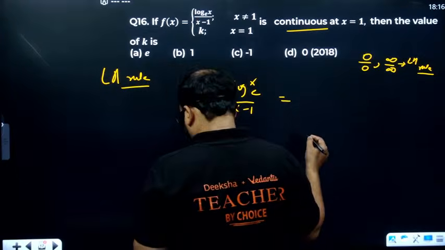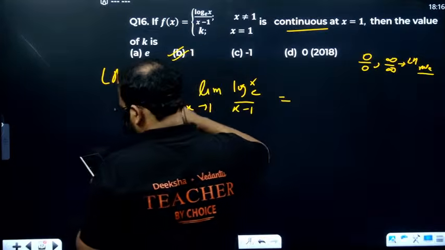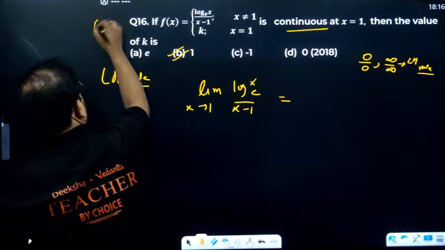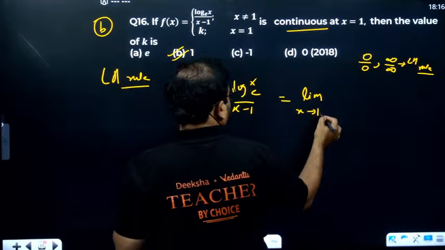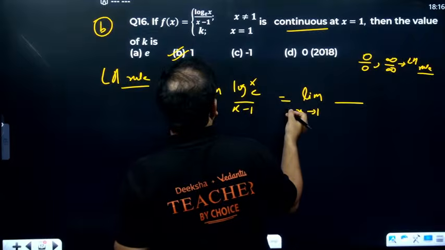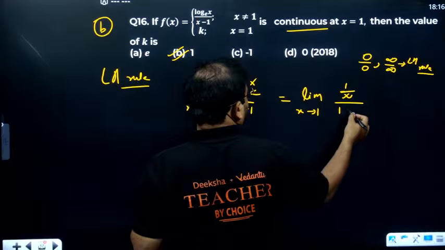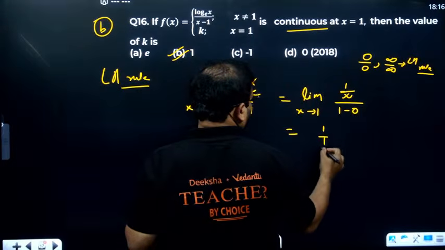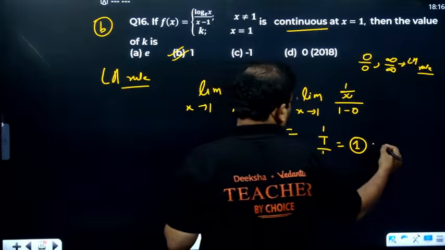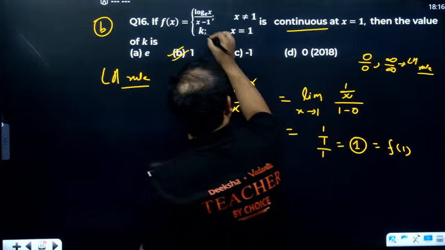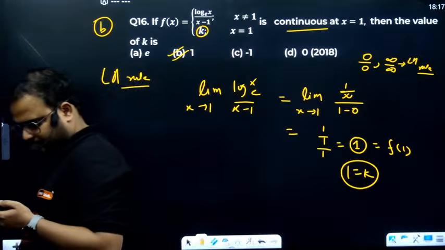Right? So if you check over here, B is the answer, correct. Sabita, B is the right answer. Differentiate, the limit will continue. Differentiate this log x, you'll have simply 1 by x over here, and here you'll have 1 minus 0. Substitute the value, you're going to have 1 upon 1. This should be equal to f of 1, that is how much? K. So I get 1 equals k.